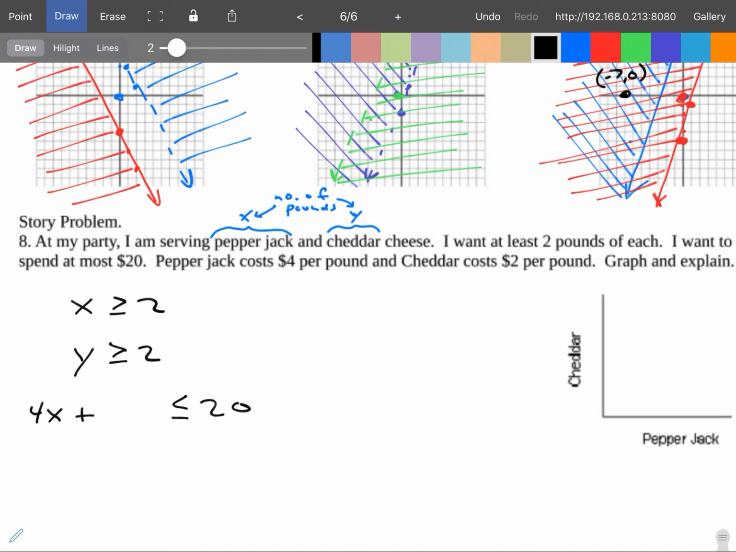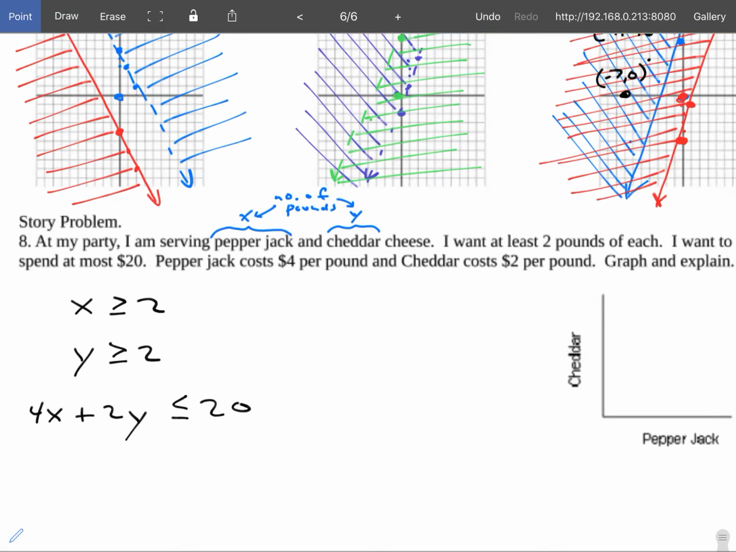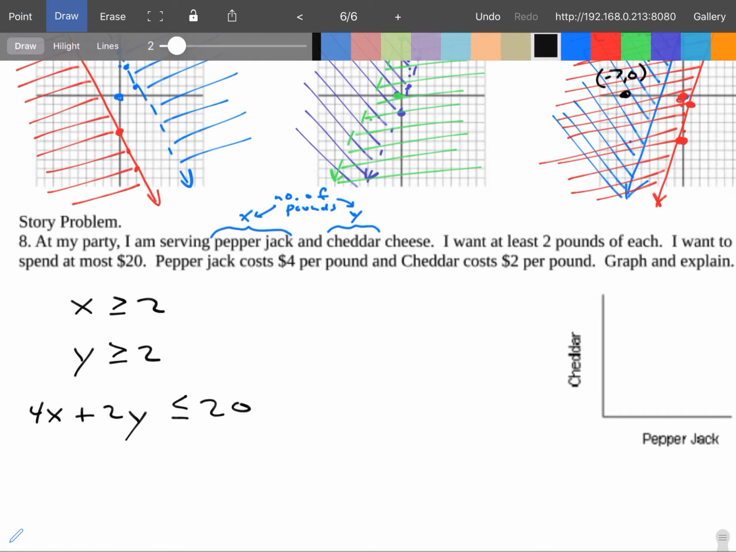All right, and this one's really a money inequality. So it costs $4 for each pound of pepper jack, plus it's going to cost $2 for each pound of cheddar. So it looks like that. Now what we did next when we were graphing these things is we thought of these inequalities as equal signs so that we could locate the lines, right? So we're going to have 3 lines that we have to locate. Well, to do this bottom line, I think the easiest way is that it's in standard form, right? That's ax plus by equals c. So I'm going to make a little table for this one.